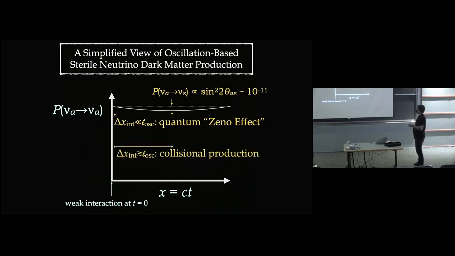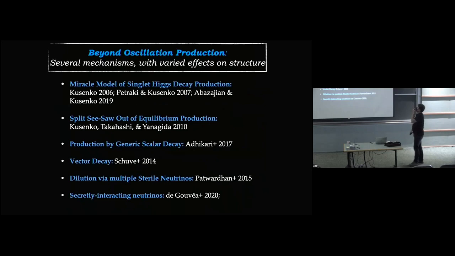And then once it gets long enough, and also the thermal mass allows for collisional production. The thermal mass allows this angle to get bigger as well, the matter-affected mixing angle. So here's just a list, and I'm sure it's incomplete, of non-oscillation production mechanisms. Again, I think Alex is first, but I might be wrong. Singlet Higgs decay, split seesaw mechanism for GUT level production. Generic scalar decays were looked at, vector decays. A lot of these are post 2014 or 2014 and later after the 7 keV line was seen.